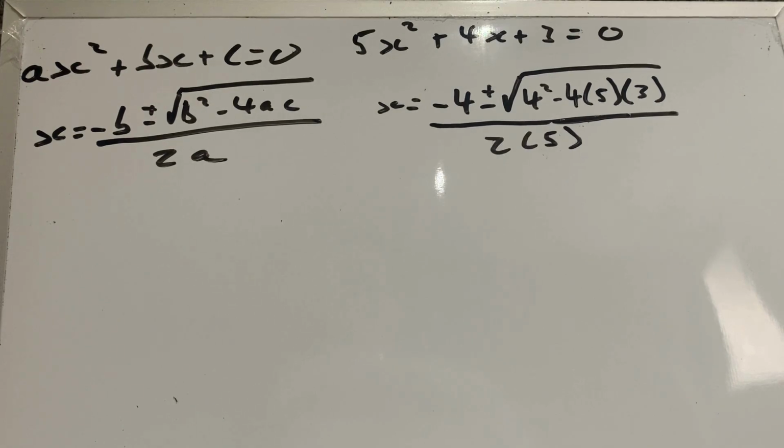Okay, so the quadratic formula. It looks scary, but it's actually really helpful. Let's say I gave you that expression on the right, 5x squared plus 4x plus 3 equals 0. And I told you to solve that. And you're like, well, I don't really want to have to complete the square because it's confusing and it's boring.